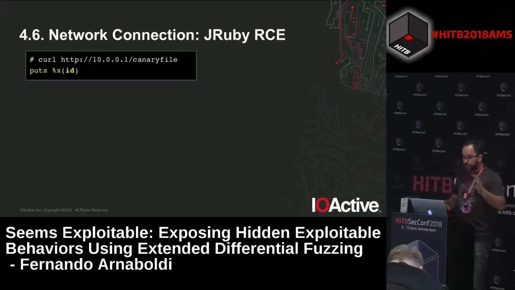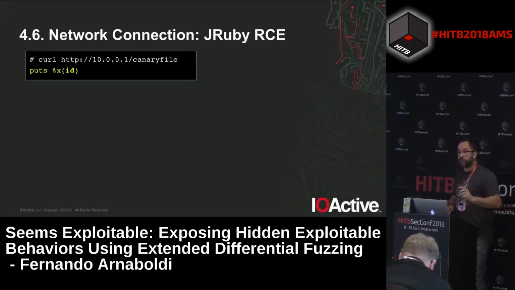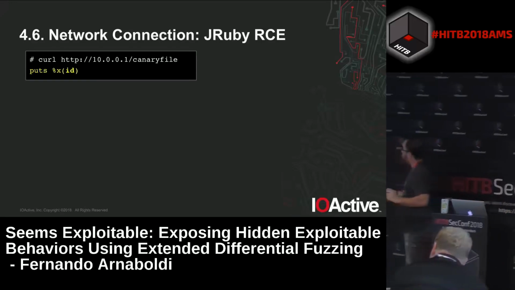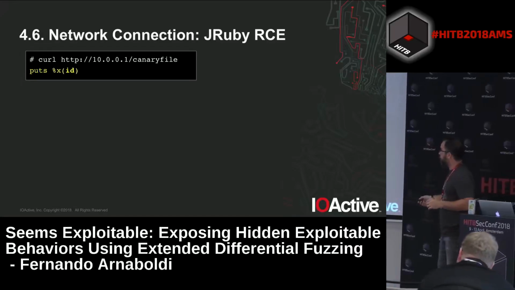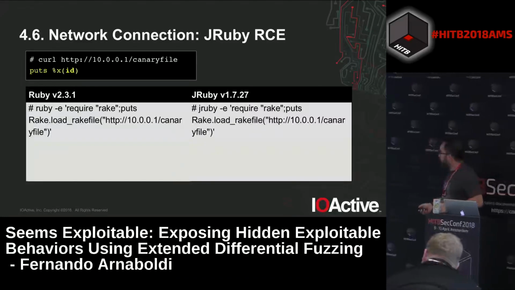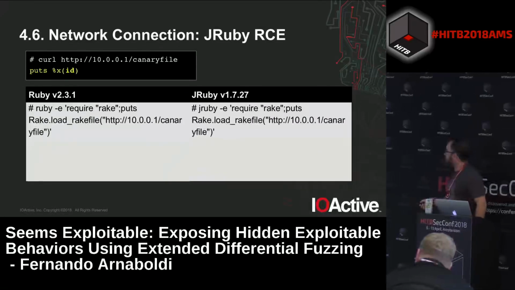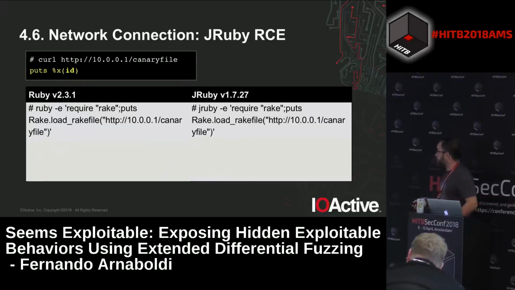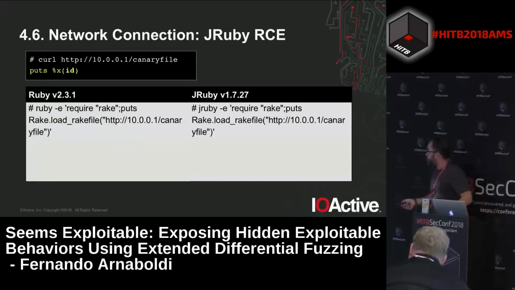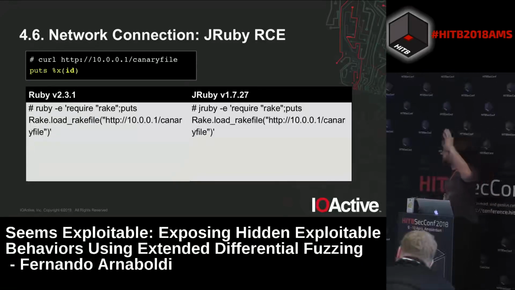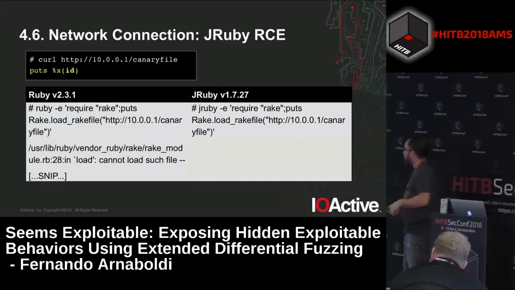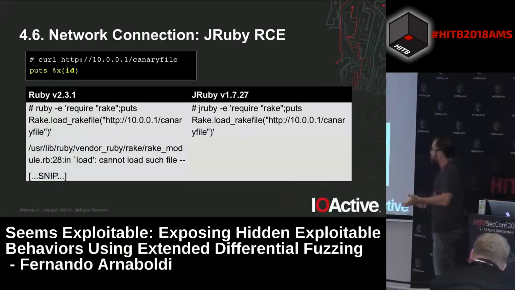JRuby has a remote code execution in one of their versions, only one of their versions. If you request a canary file that I put in this IP address that executes this command, id, this is what's going to happen. There is a load file functionality that loads a file with Ruby commands. In here, I'm putting a remote file, but it shouldn't work like that. If you read the documentation, it says it should load a local file. So this is impossible. This cannot work.